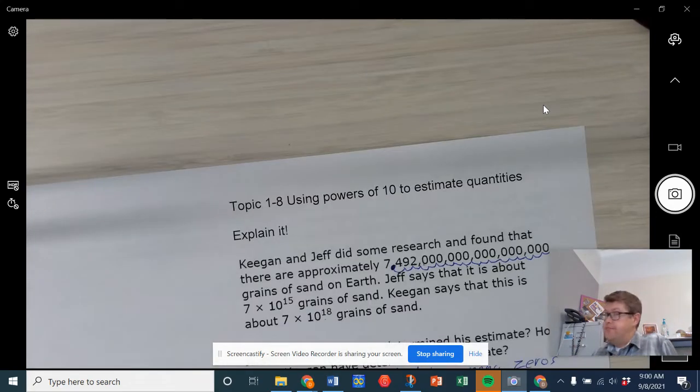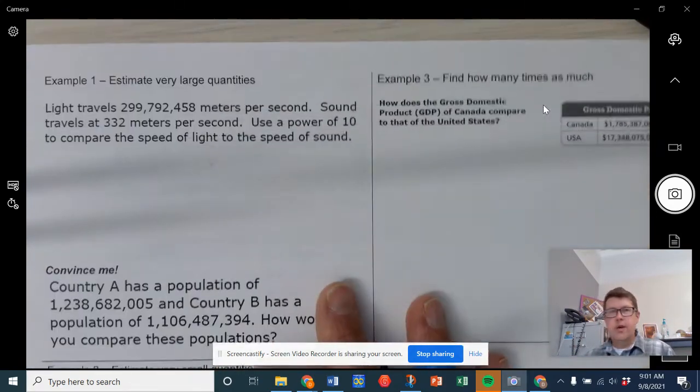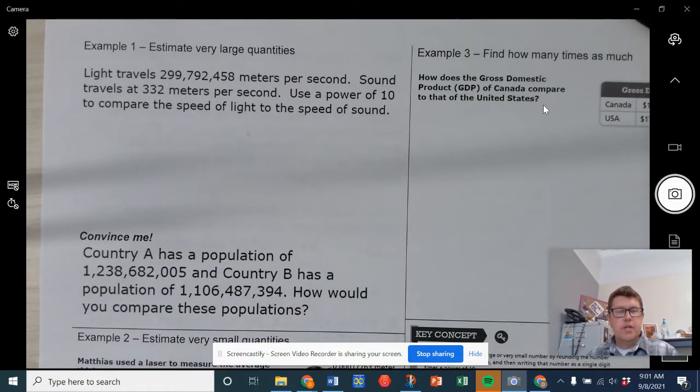Yeah. Okay. So light travels 299,792,458 meters per second. Sound travels at 332 meters per second. Use the power of 10 to compare the speed of light to the speed of sound.